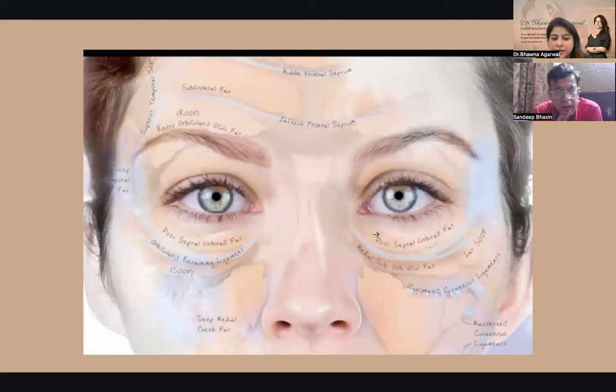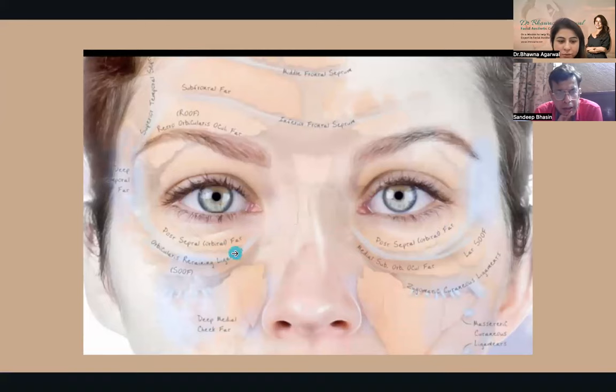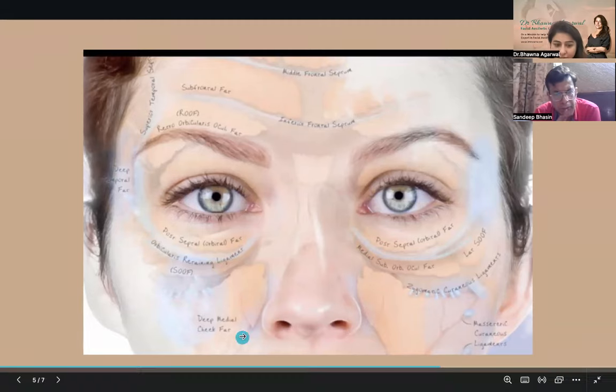This is a diagram by Dr. Tim Pierce. This is how he explains it. This is the orbicularis retaining ligament. Above this, we have post-septal fat. Beneath the ORL, we have SOOF. These are the ZCL. And this is the deep medial cheek fat.